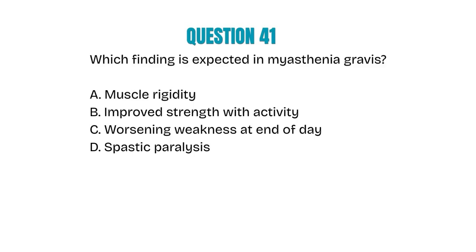Question 41. Which finding is expected in myasthenia gravis? A. Muscle rigidity. B. Improved strength with activity. C. Worsening weakness at end of day. D. Spastic paralysis.